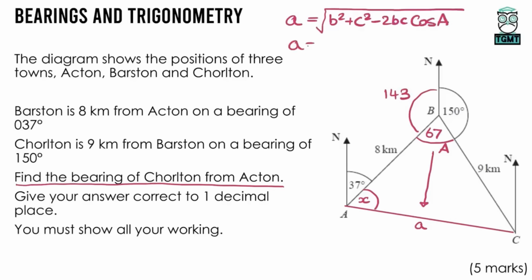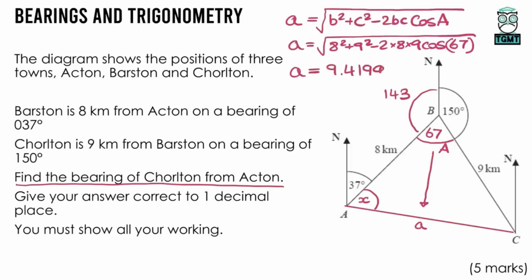So the value of A will be the square root of, and we have 8 squared plus 9 squared minus 2 times 8 times 9 cos 67. So if we type that into our calculator, the square root of 8 squared plus 9 squared minus 2 times 8 times 9 cos of 67, we get A is equal to 9.4199. And that's our length down here, so 9.4199. Now we can actually use the sine rule.